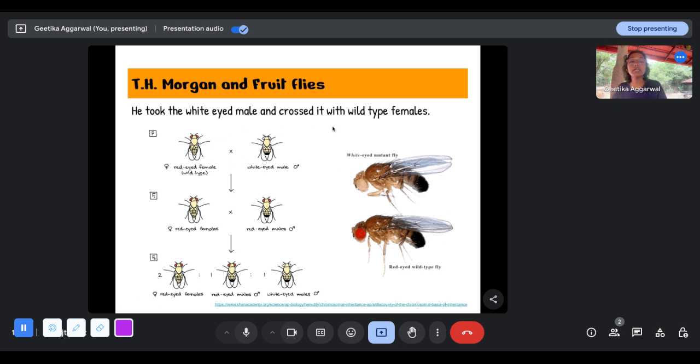So yeah, he crossed these mutant white-eyed males to the red-eyed females, and what he saw in the first filial generation was that, wow, all of the progeny had red eyes.